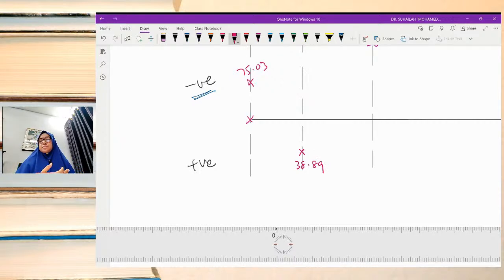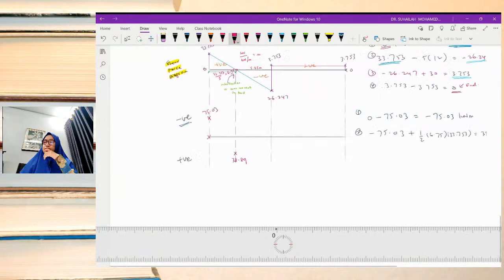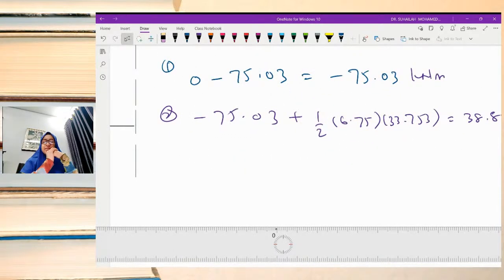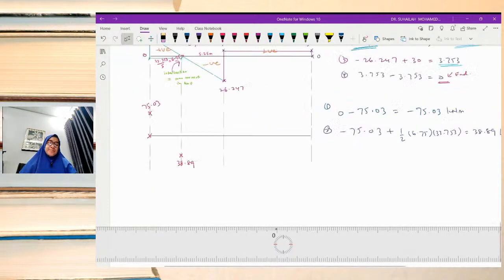Another answer? 38.89 or 38.87? Another answer? This one? Negative 75.03 plus half times 6.75 times 33.753.